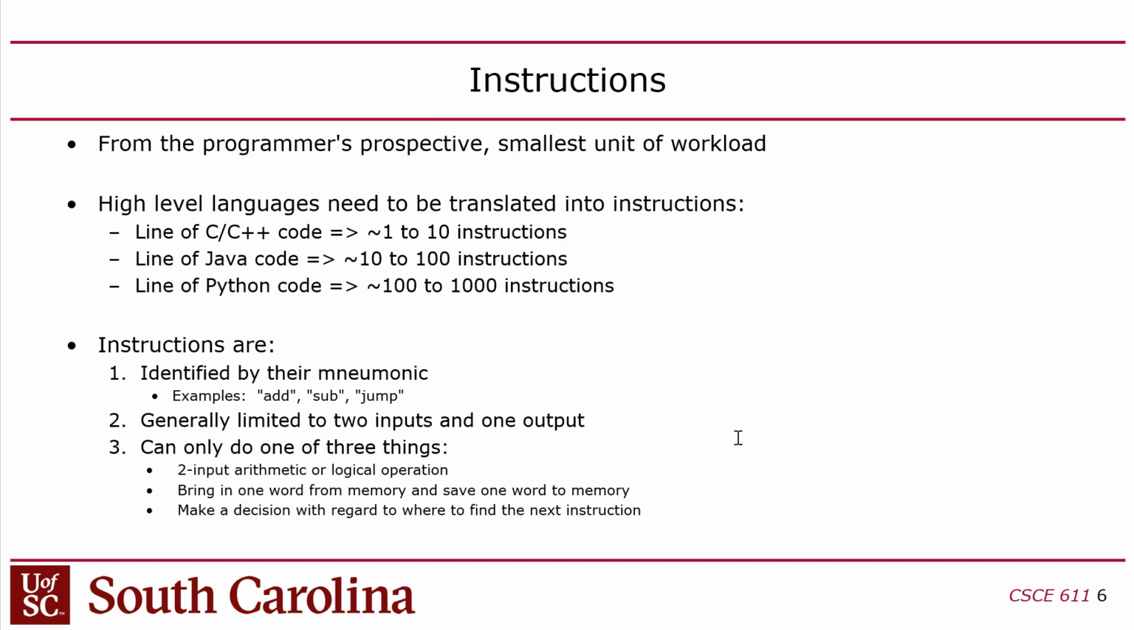Instructions are primitive operations that generally can only perform a single arithmetic operation on values stored in internal CPU registers. Or they can read or write a single register to or from external memory, or they can make a decision about where in memory to fetch the next instruction. They can only do one of those things.